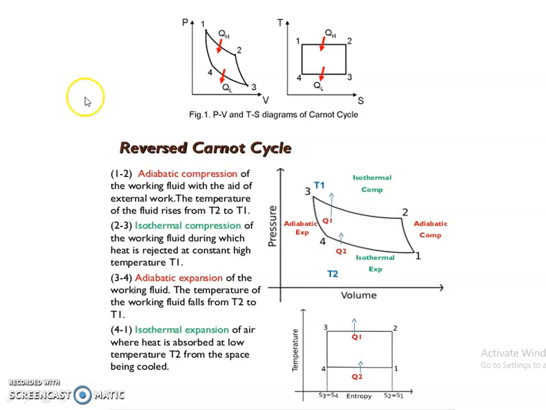On the TS diagram of the reverse Carnot cycle, from process 1 to 4, heat will be added. From process 4 to 3, compression of the fluid takes place. From process 3 to 2, cooling takes place. From process 2 to 1, expansion of the fluid takes place. From the reverse Carnot cycle, the net effect is that heat is transferred from a lower temperature to a higher temperature. This cycle produces the refrigeration effect.